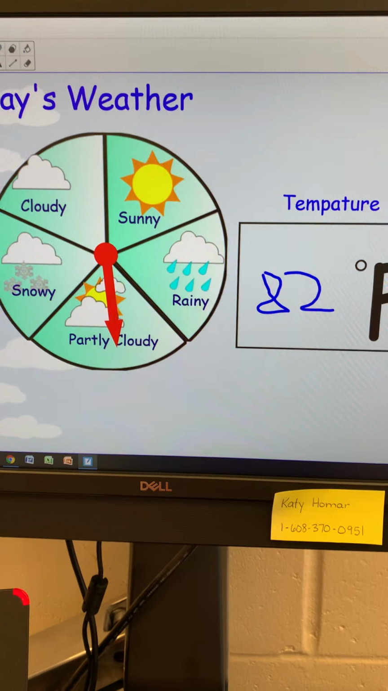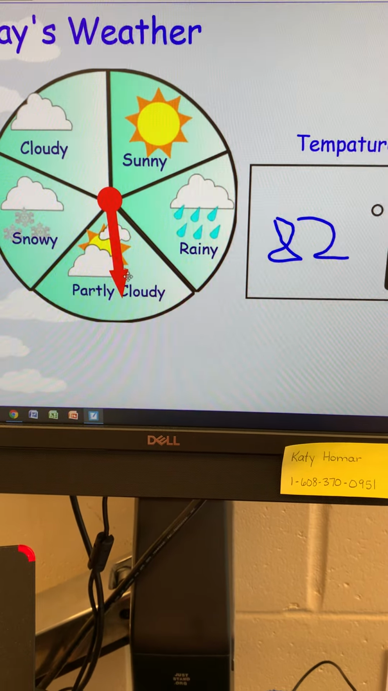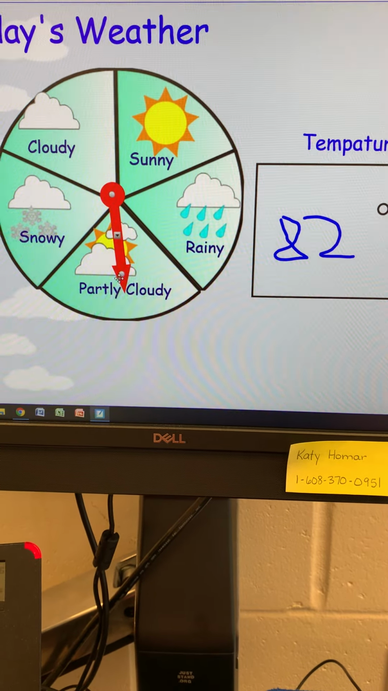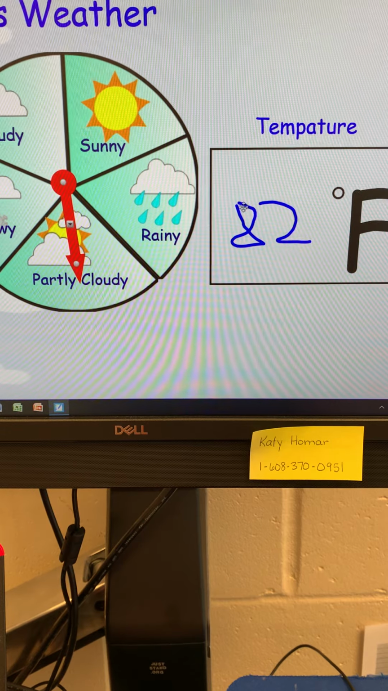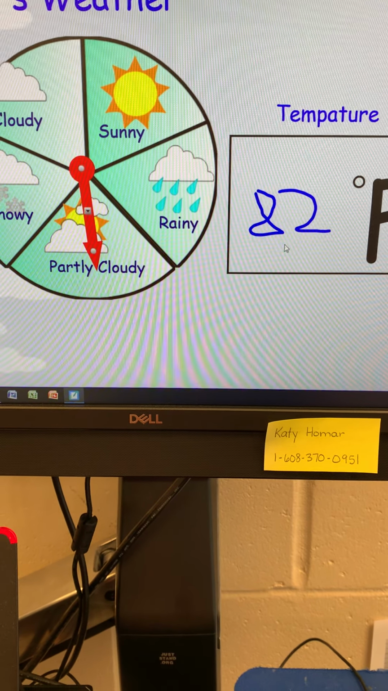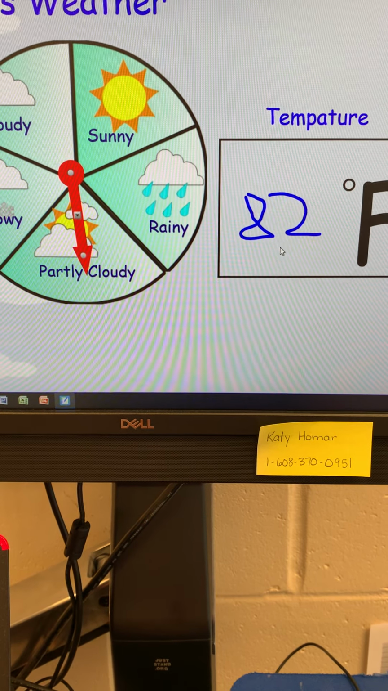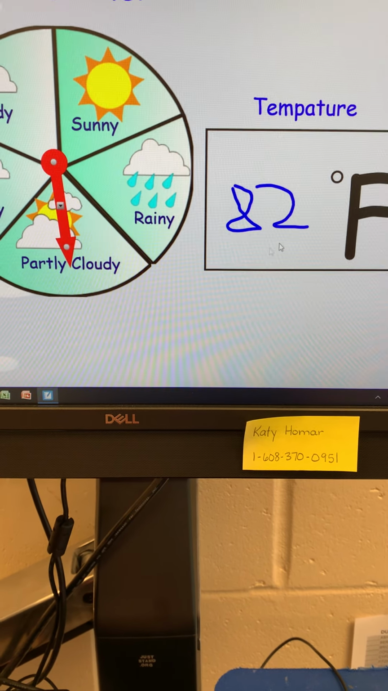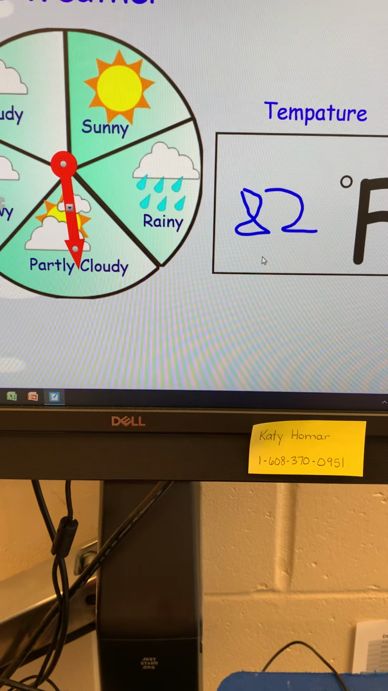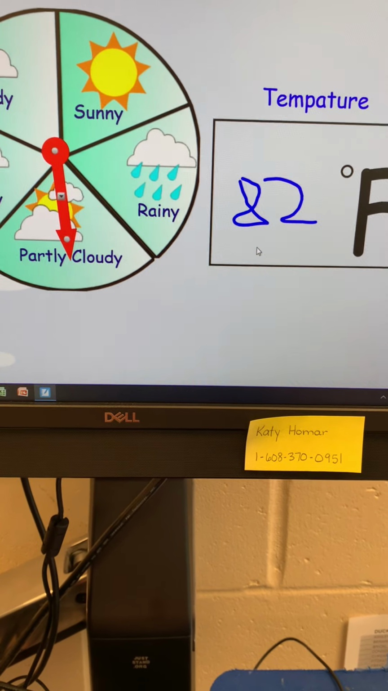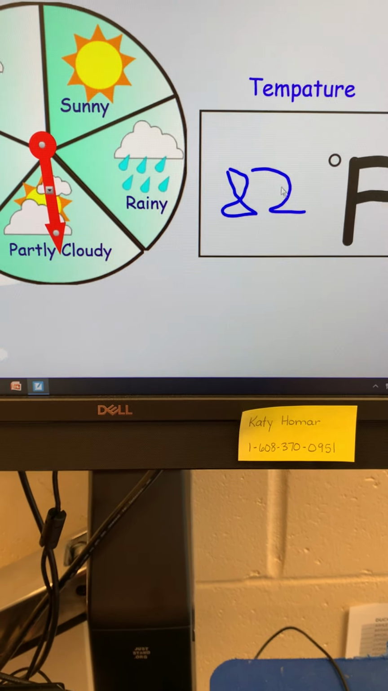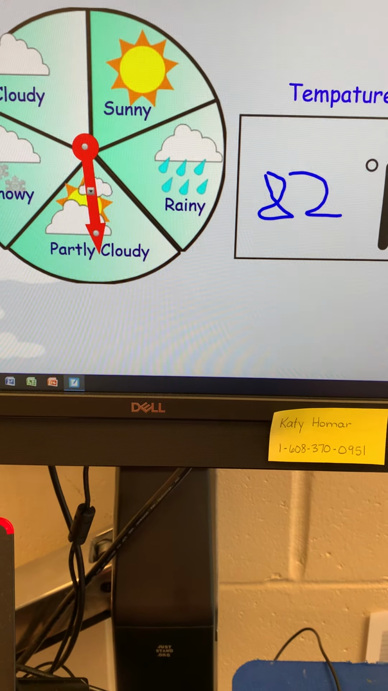We also look out our window every morning to decide if where we have our arrow is the correct spot, and then we check what the high temperature is for Prairie du Sac. Sometimes we talk about, ooh, yesterday it was 81 degrees, that's 1 degree more. What would that be, 82? Or, ooh, it's 10 degrees cooler. What is today's high going to be? Oh, it would be 72. So we do lots of talking about the numbers over here.